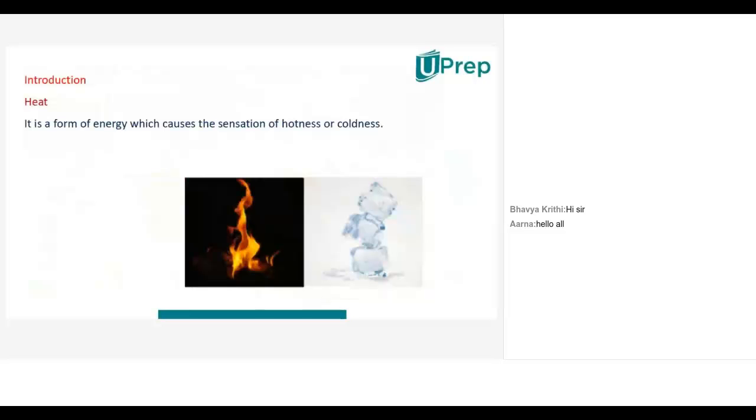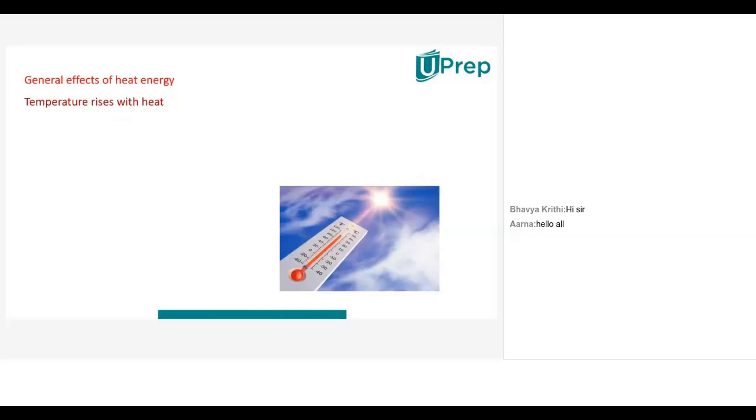You touch one ice cube. How do you feel? Cold. Very cool. Very good. Suppose one wood stick is burning and you touch it. How do you feel? Burning. Burning means you feel hot or not? Very hot. So that hotness or coolness when you are touching the object will be known by one form of energy, and that form of energy is only called heat energy. And generally some kind of effects take place by this heat energy. If more heat energy is there, what will happen? The temperature of that particular thing will increase. Now generally, whenever you get fever, where do you go?